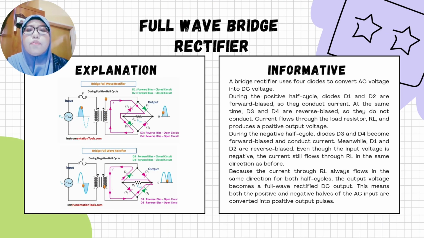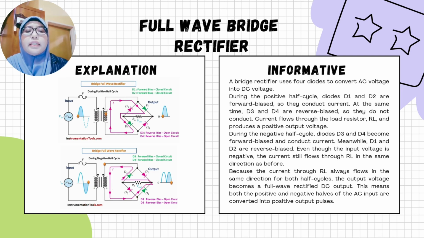Next, we see the full-wave bridge rectifier. We use four diodes to convert the AC voltage to DC voltage. During the positive half cycle, diodes D1 and D2 are forward biased, so they conduct current. At the same time, D3 and D4 are reverse biased, so they do not conduct. Current flows through the load resistor RL and produces a positive output voltage.